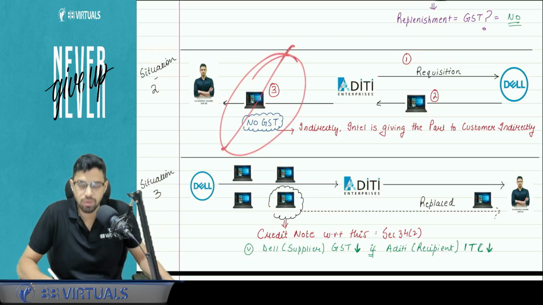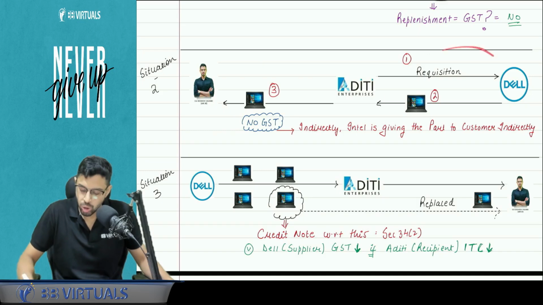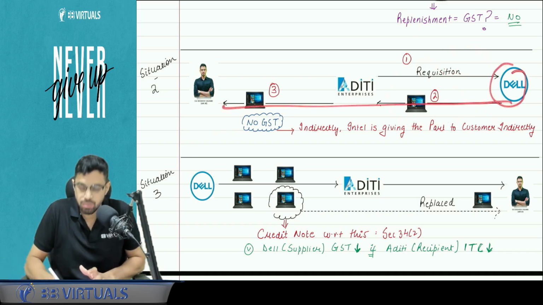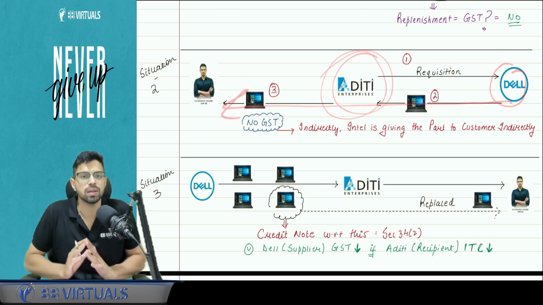Here there will be no GST because there is no consideration. Here also there will be no GST. Indirectly what is happening? Dell is providing the replacement to me indirectly, with Aditi in the middle.